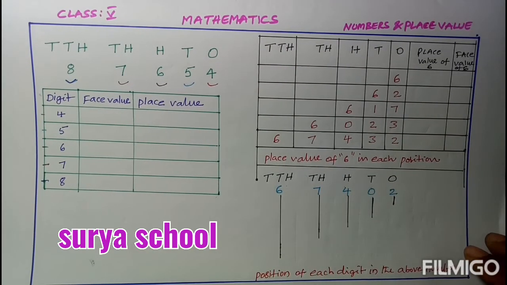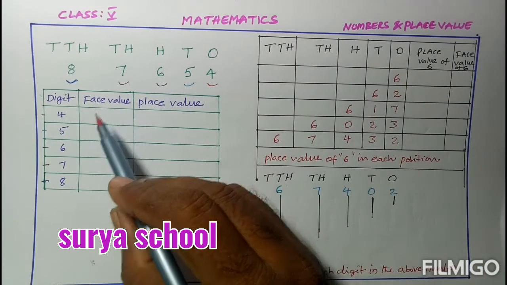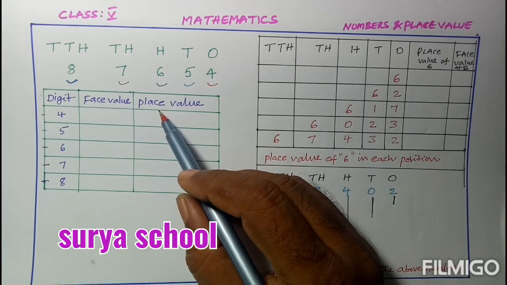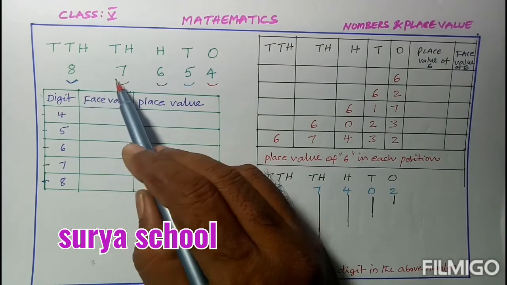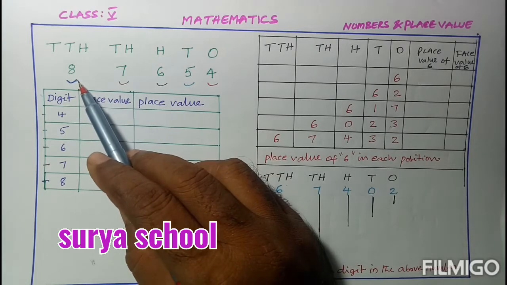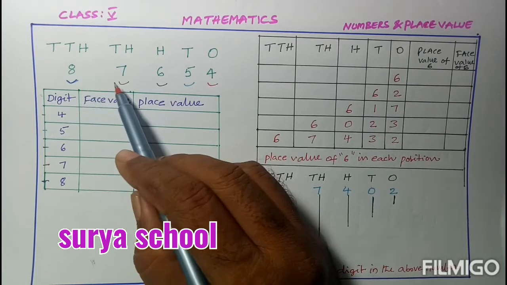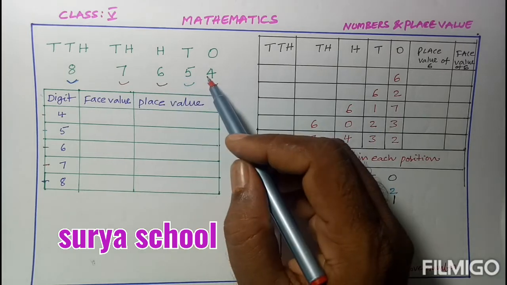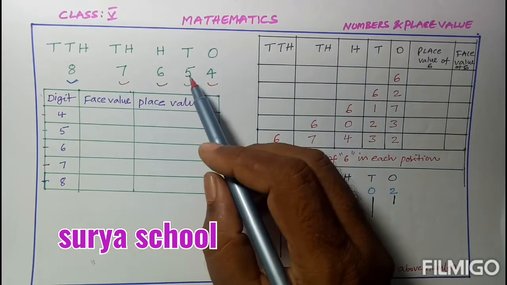In the previous class we discussed face value and place value. Face value and place value of a number. Now I gave you here a number, that is 87,654.